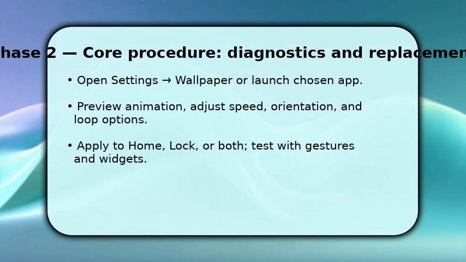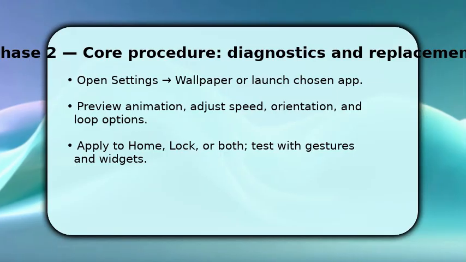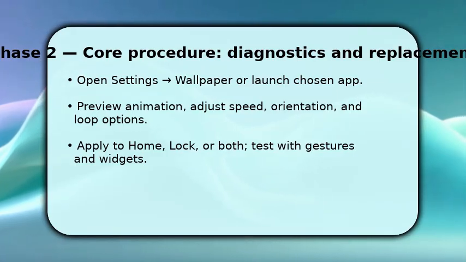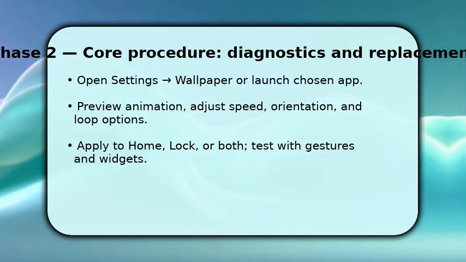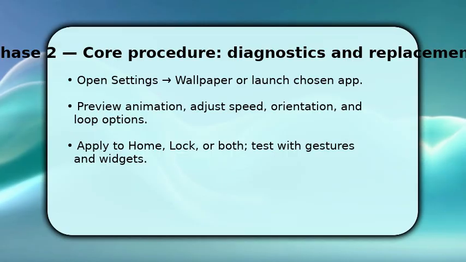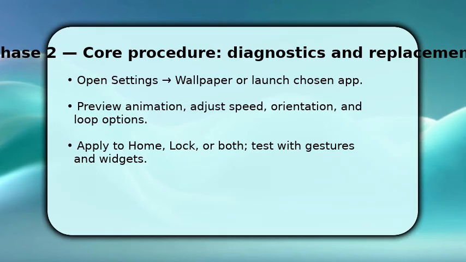You open Settings or your wallpaper app because the exact controls vary by launcher. From there, select the live wallpaper and preview it. Adjust speed, orientation, and loop settings so motion complements your widgets and icons. Make sure to set whether it applies to home screen, lock screen, or both.